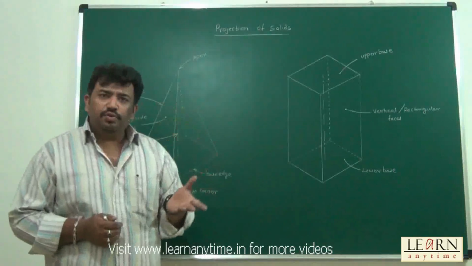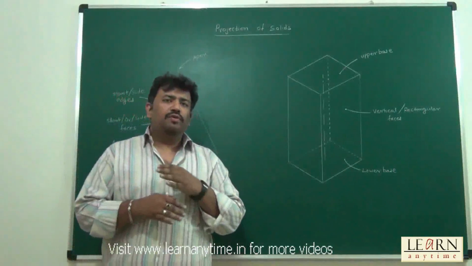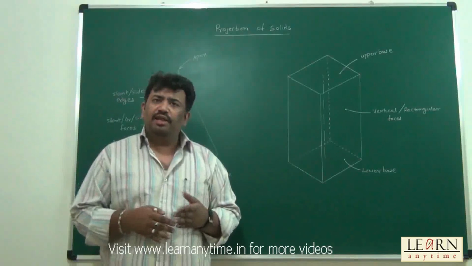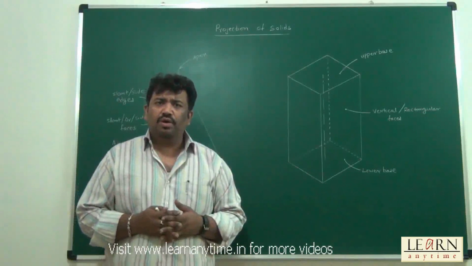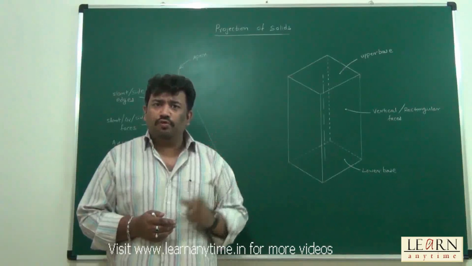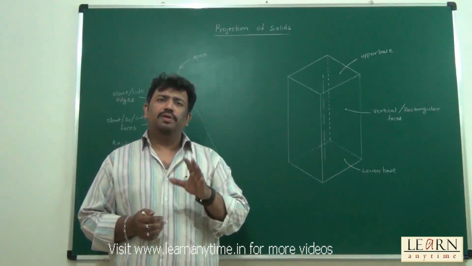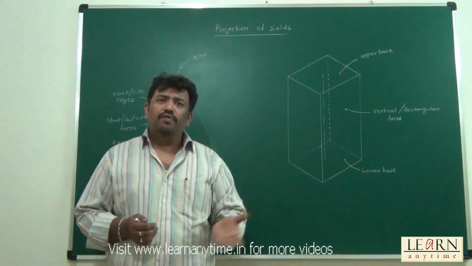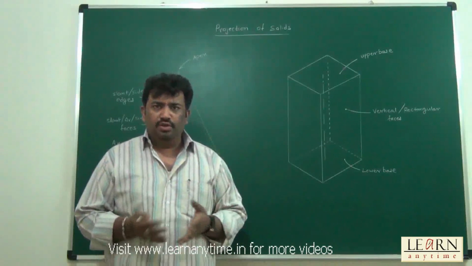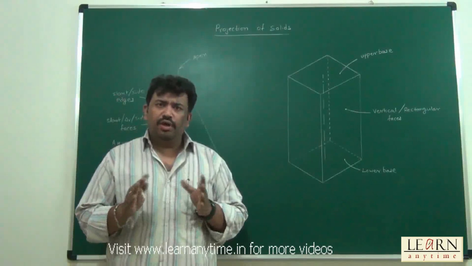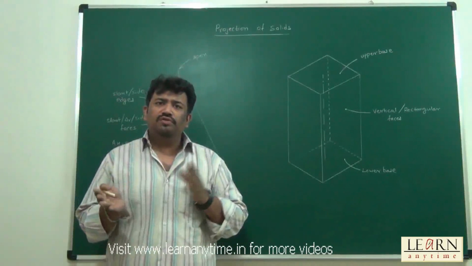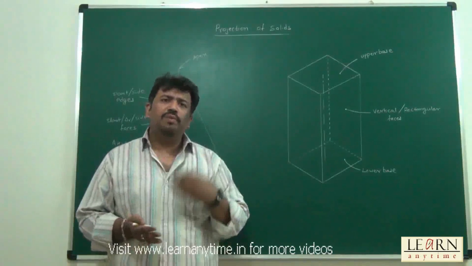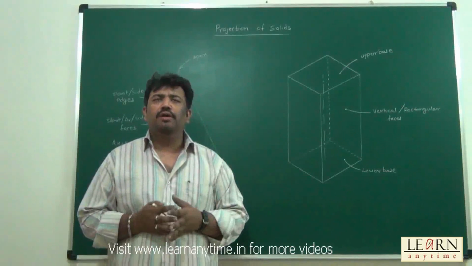Okay, now let me just try to relate it to projection of lines first. When we started with projection of lines, the object was a line and there is not much variety in a line. But when we talk about projection of solids, here also in this chapter we will be drawing front views and top views of the solids. Okay, that's it. That is what our aim will be. That means the solids will be kept at different positions and you will be asked to draw the front view and top view of the solid.